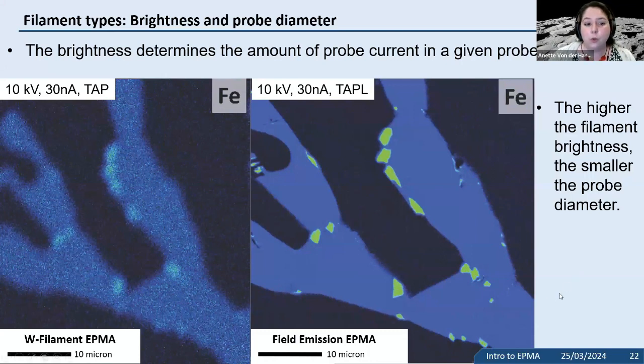And to show you how much that can matter, this is an example from when I bought a new field emission microprobe and had an older tungsten microprobe. This is the exact same material, a symplectite.